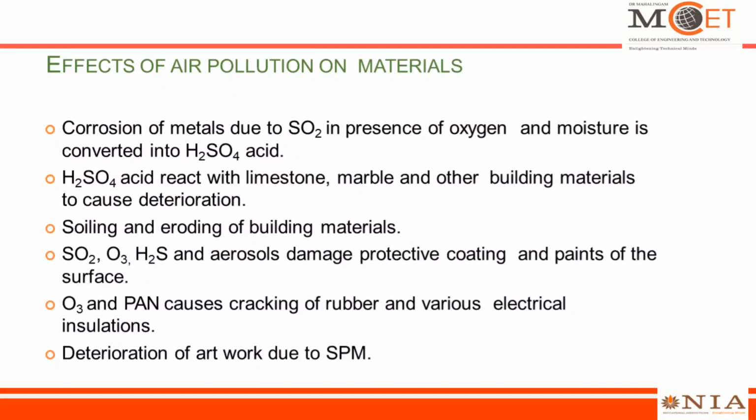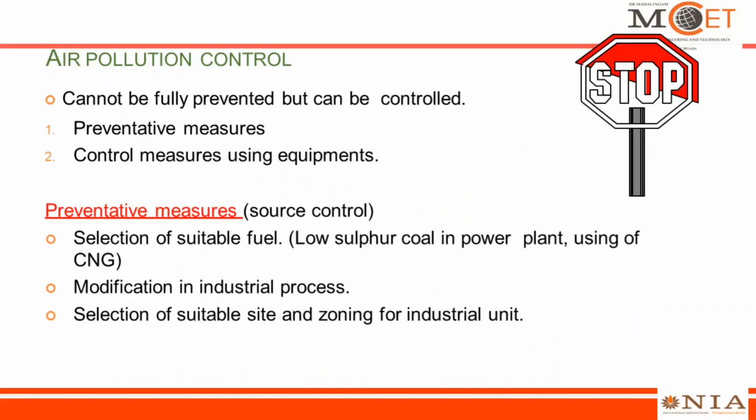Sulfur dioxide, ozone, hydrogen sulfide, and aerosols damage protective coating and paints on the surface of the buildings. Ozone and PAN cause cracking of rubber and various electrical insulations, and deterioration of artwork is due to suspended particulate matter, that is PM2.5 and PM10.